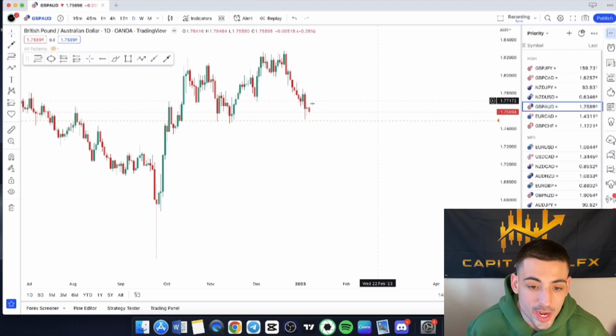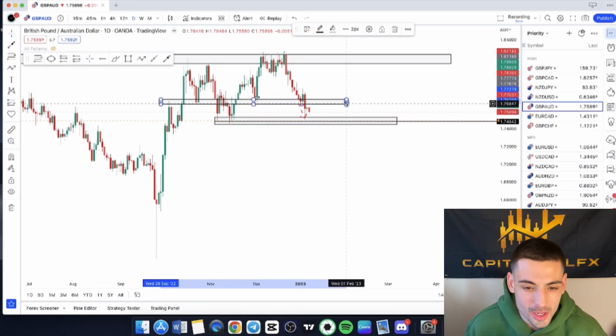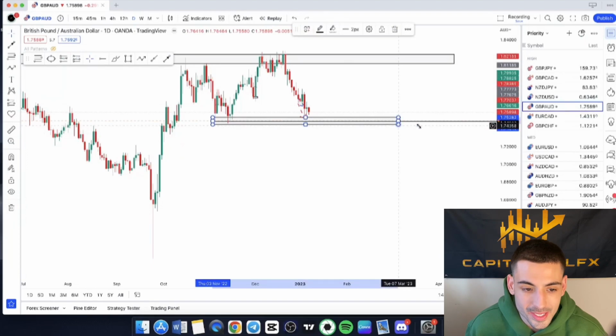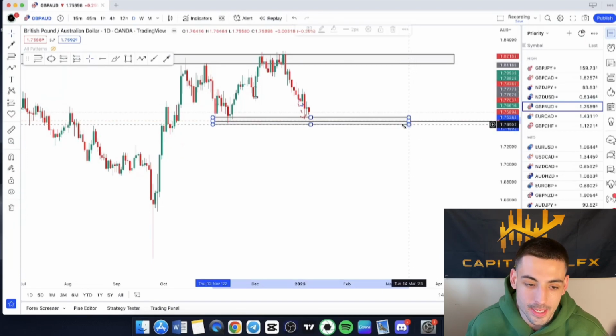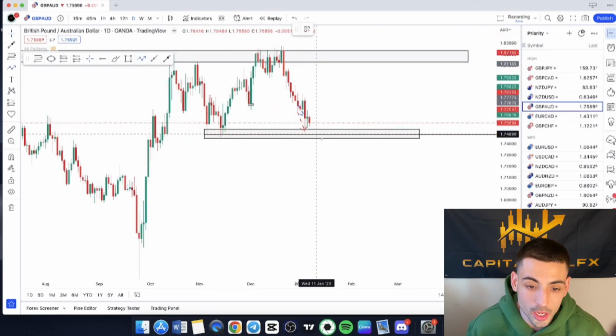GBP AUD, waiting for price to dig a little bit deeper into these previous lows, even though I did trade this currency pair already. I'm going to be removing this zone just because it doesn't look as well respected. And I'm just waiting for price to come down to the significant daily/weekly zone and looking for potential bullish price action before looking for upside movement on GBP AUD.